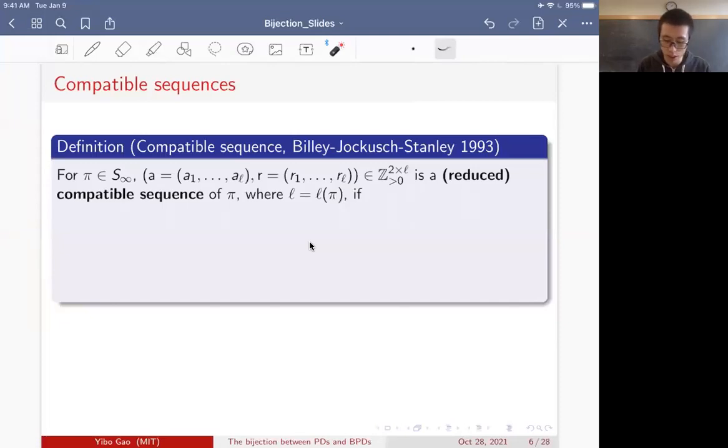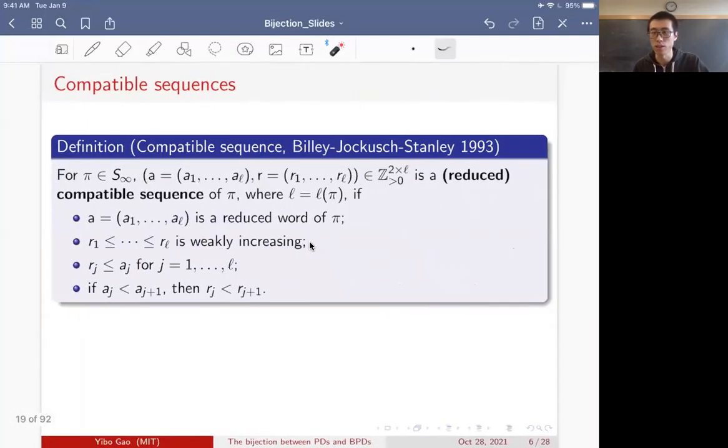For an infinite permutation pi, a reduced compatible sequence of pi is a 2 by L array of positive integers. Here, L is the Coxeter length of the permutation pi. We index this 2 by L array as A and R, which are both L-tuples, such that they satisfy these four conditions. Because these conditions are important, let me talk about them.